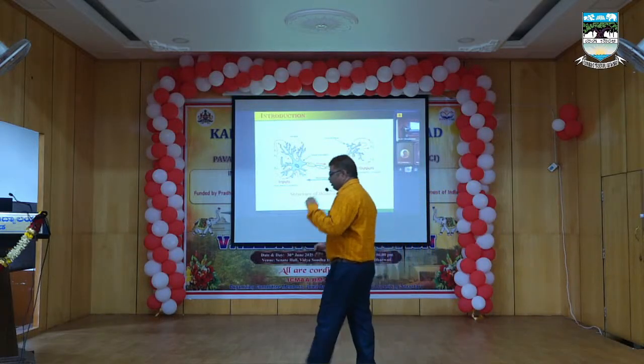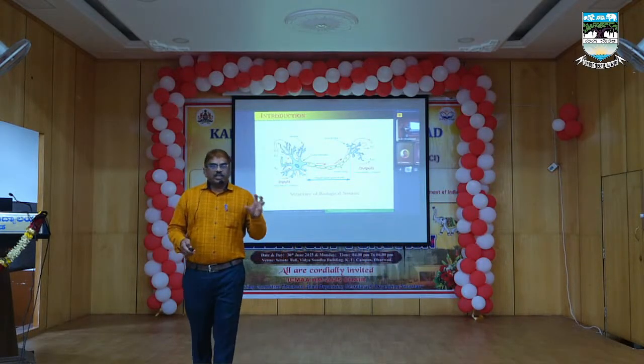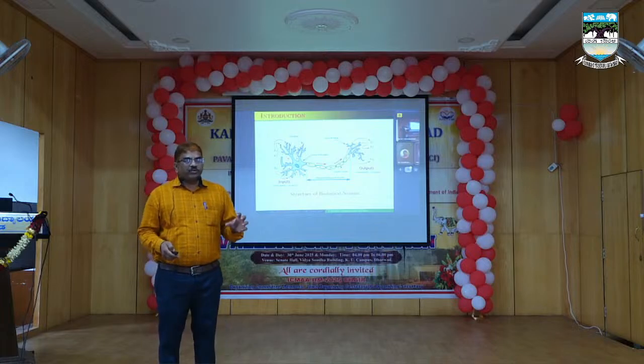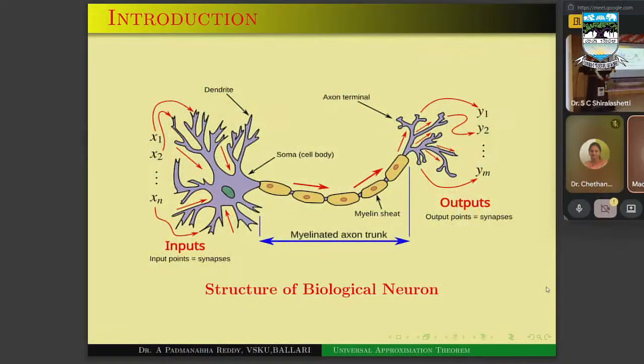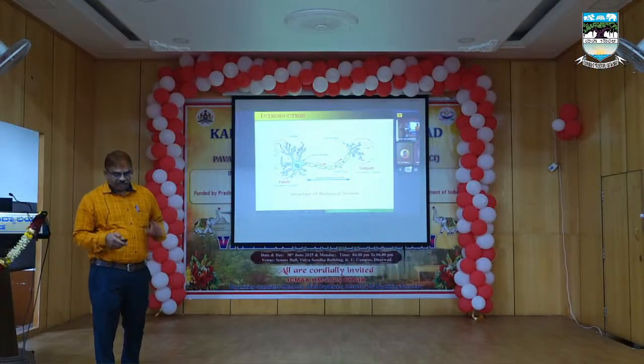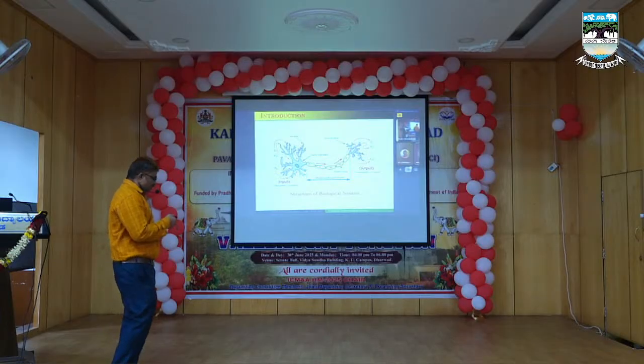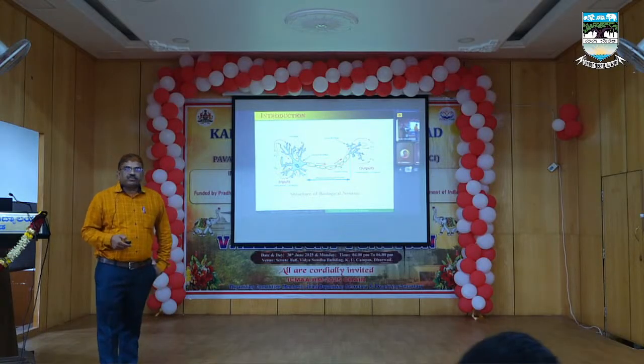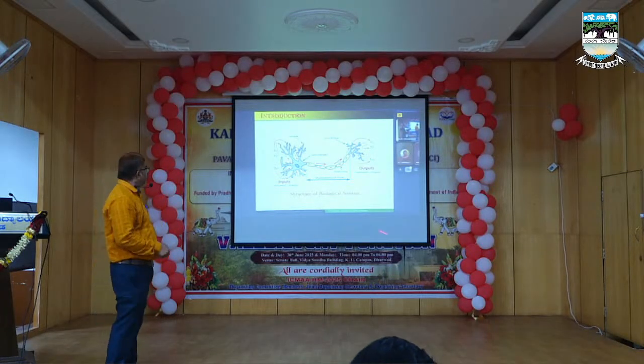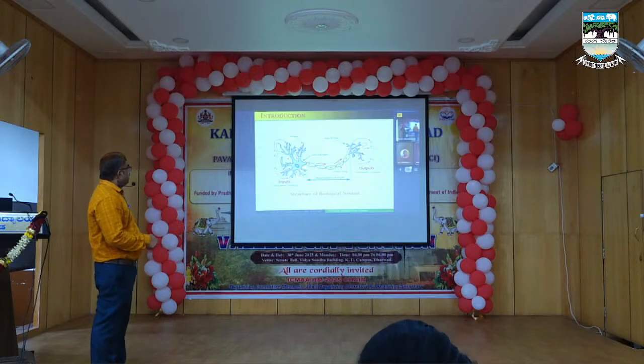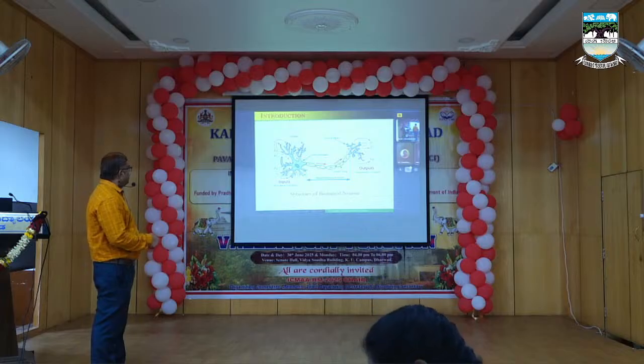So now, the biological neuron is the fundamental unit for the biological neural network. Same thing, what is an artificial neuron? It is the fundamental unit for the artificial neural network. Now, some important components of the biological neuron. What are those? This is called the soma or cell body, and these are called input units, the dendrites.